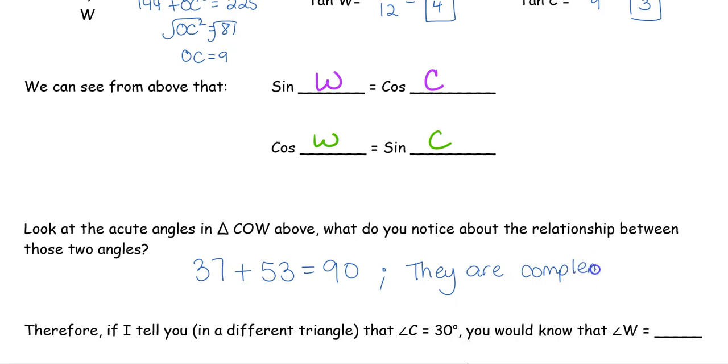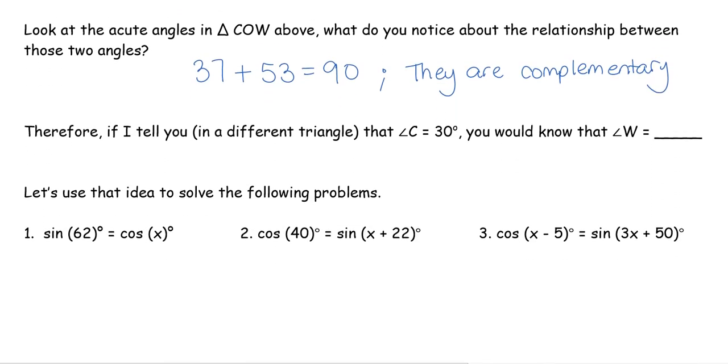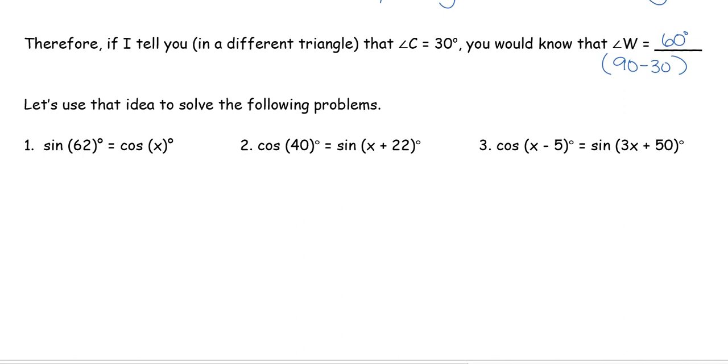Remember, supplementary and complementary. Supplementary adds up to 180. Complementary means that they're going to add up to 90. So if I tell you in a different triangle, not the triangle that we're looking at right now, that angle C is 30 degrees, then you know that angle W has to be 60, because if those two acute angles have to be complementary, 90 minus 30 is going to give us 60 degrees. We're going to use that idea to solve these ratios.